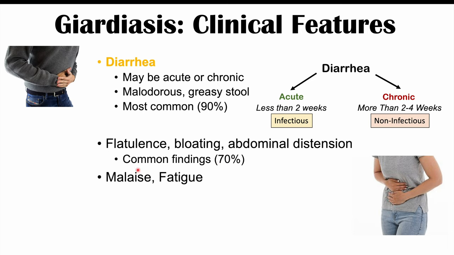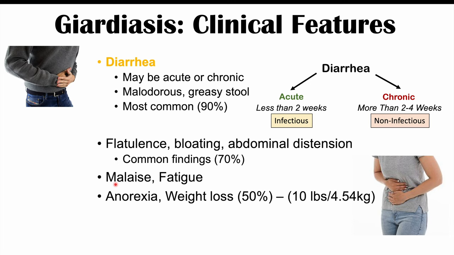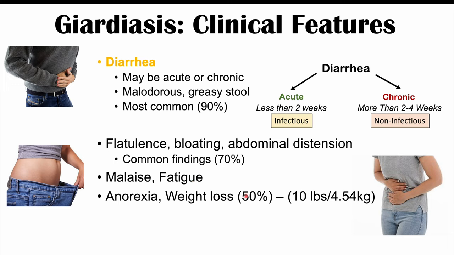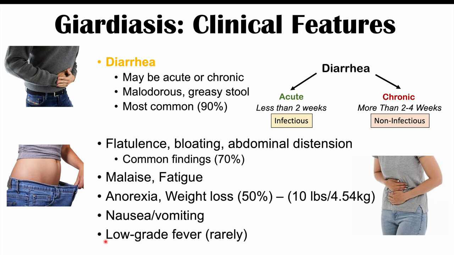Now, some other findings include malaise and fatigue, anorexia, and weight loss. This is going to occur in roughly 50% of patients who have signs and symptoms. And on average, patients will lose 10 pounds or 4.54 kilograms from giardiasis. Now, some other more uncommon findings can include nausea and vomiting and a low-grade fever, which is often going to be rare in this condition.